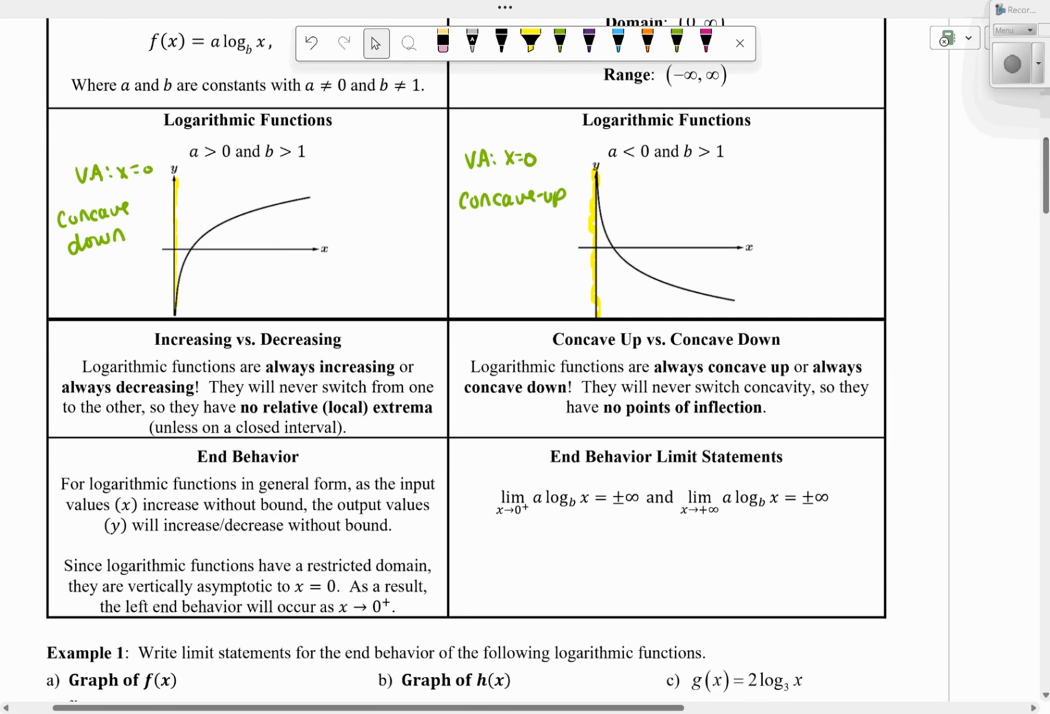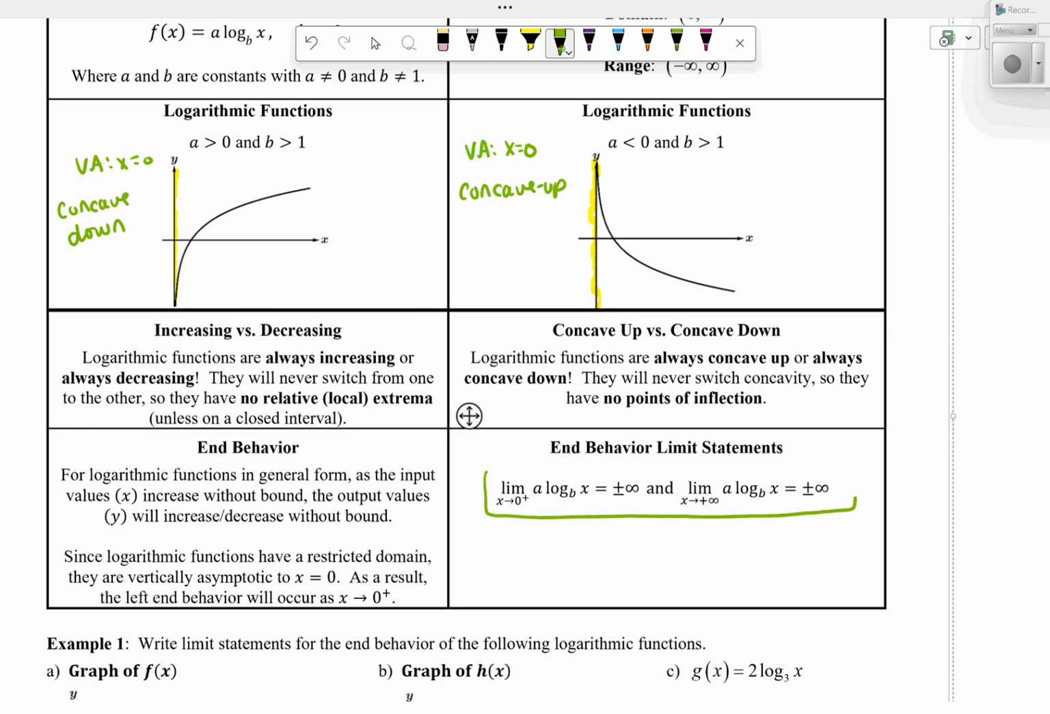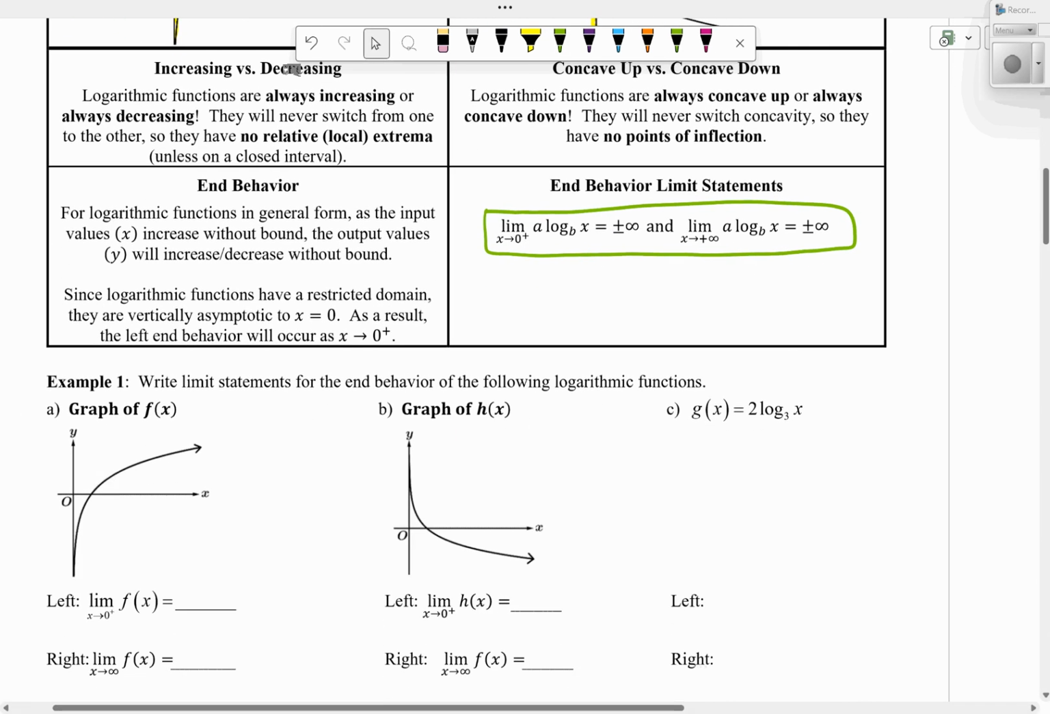So the end behavior for logarithmic functions in general form: as the input values x increase without bound, the output values y will increase or decrease without bound. Since logarithmic functions have a restricted domain, they are vertically asymptotic to x equals 0. As a result, the left end behavior will occur as x approaches 0 from the right side. So end behavior limit statements are going to look somewhat similar to these, and we'll talk about this more in the next couple of examples. So it says, write the limit statements for the end behavior of the following logarithmic functions.